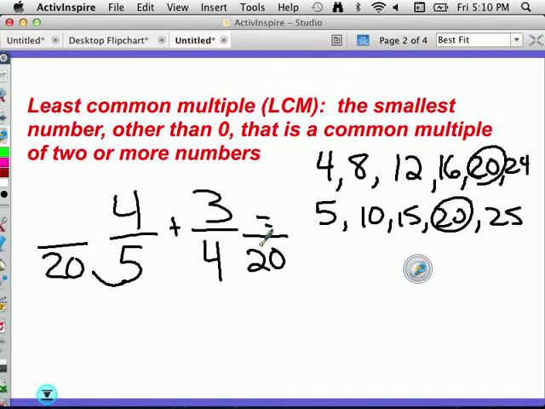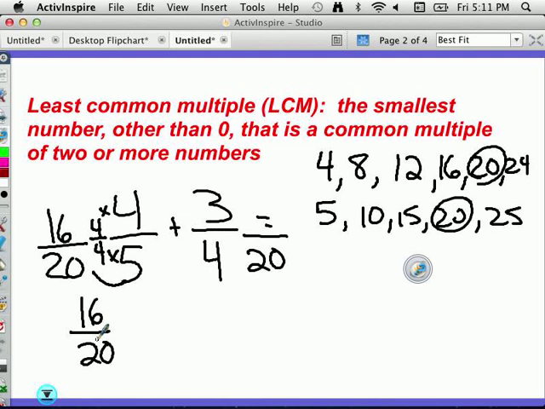Now, the rule is whatever you do to the denominator, you have to do to the numerator. So, therefore, I'm going to ask myself, how did I get from 5 to 20? Well, you multiplied it by 4. So, if I multiply 5 by 4, then I have to multiply 4 by 4, the numerator. So 4 times 4 is 16. So my equivalent fraction for 4 fifths will be 16 twentieths. And I'm going to write it here so I can get some space.